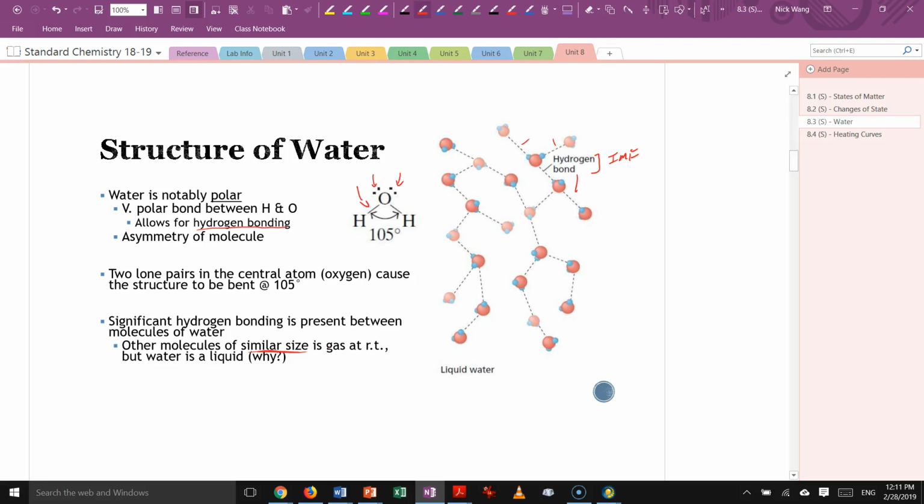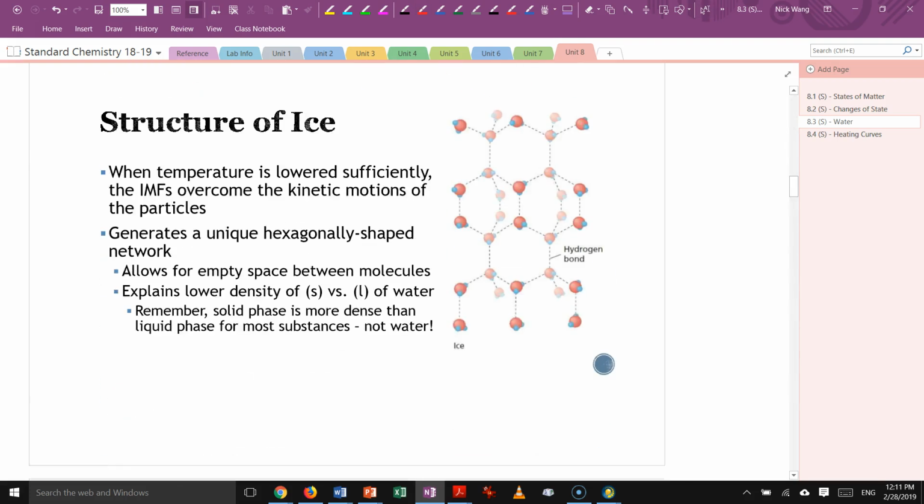At room temperature, RT right here, most other substances of a similar size are gases, right? So the kinetic energies of those particles allow them to float about freely as a gas. The intermolecular forces are not making them stick together. As a comparison, though, water does have very strong attractions. And because of these very strong attractions, they more or less overcome the kinetic energy, the motion that the particles might have. Therefore, they become a liquid. They're not a gas, even though most other substances would be gases at that same temperature.